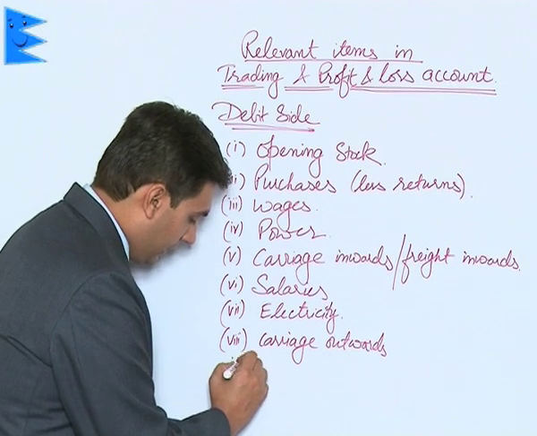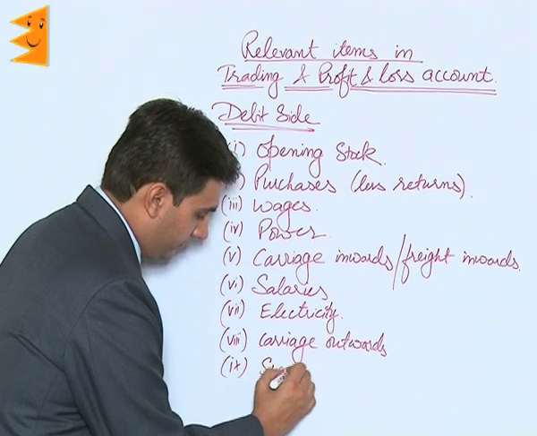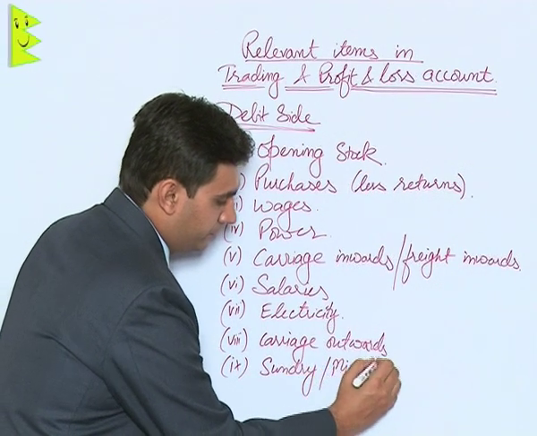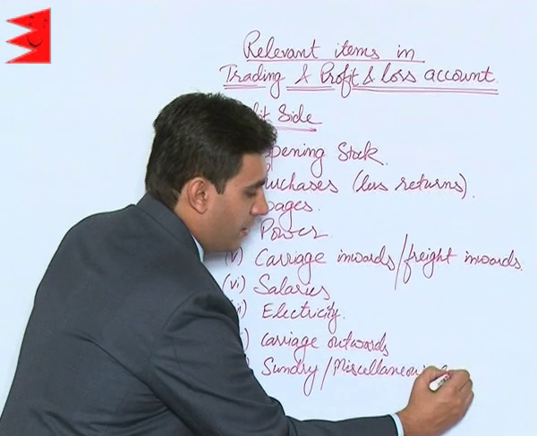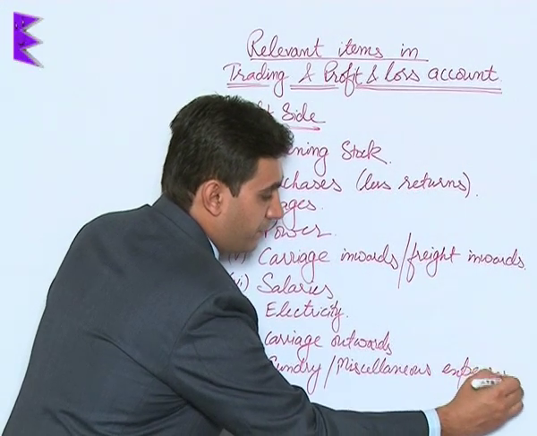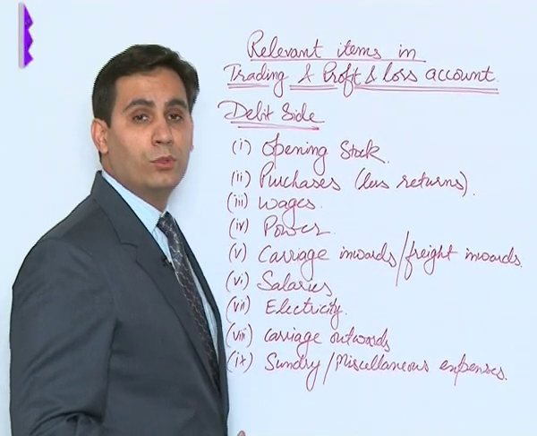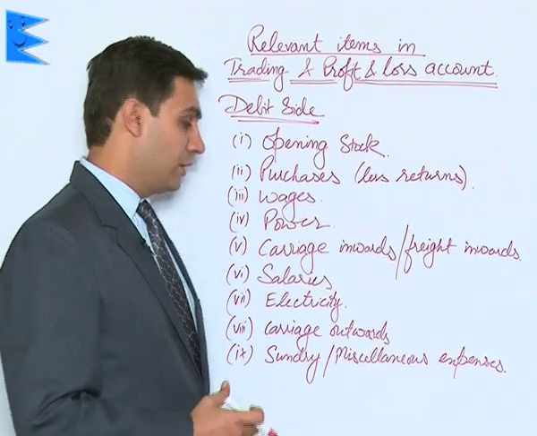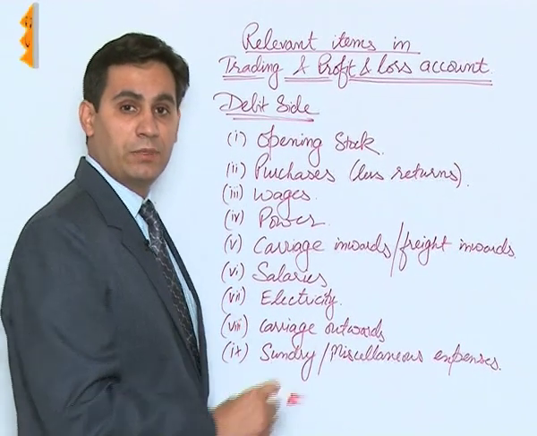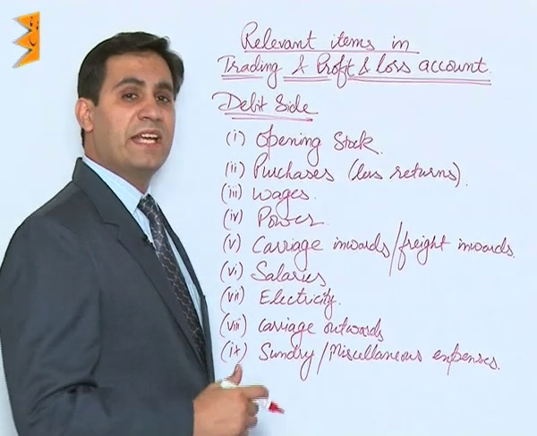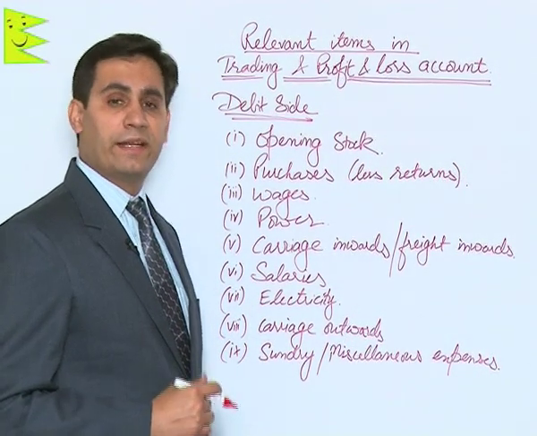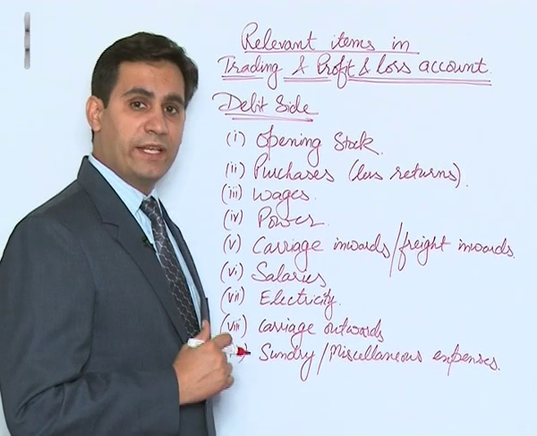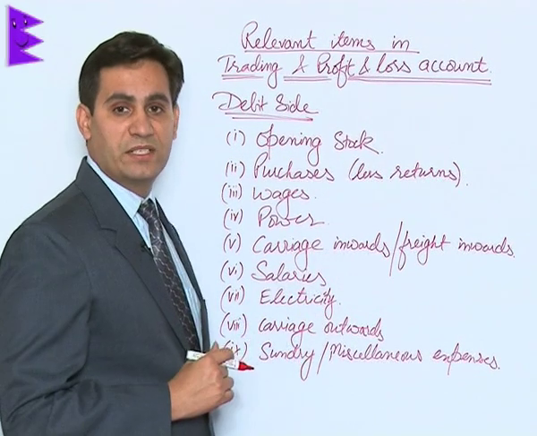Then we can have ninth item as sundry or miscellaneous expenses. Now students, sundry or miscellaneous expenditures can include payments for interest, they can include payment for discounts, or smaller items can actually be clubbed under this heading. Then besides all this, there can be lots of expenses like discount paid, discount allowed, interest paid, commission paid. Since they are all expenses, they would be recorded on the debit side.